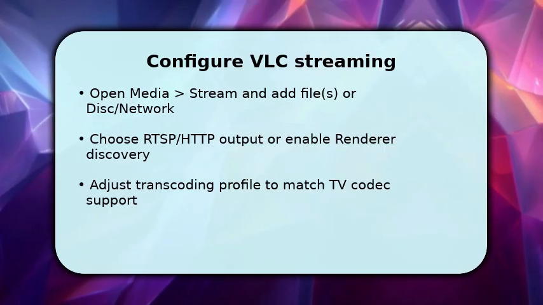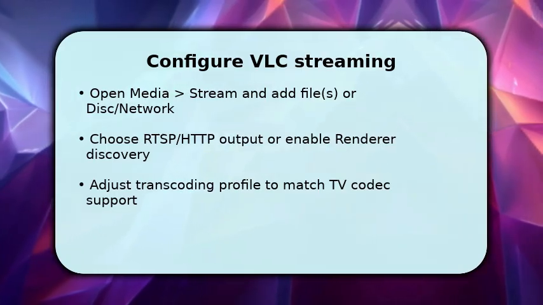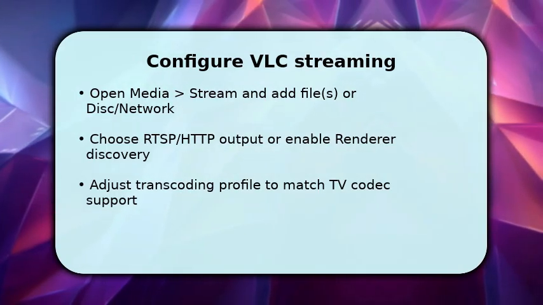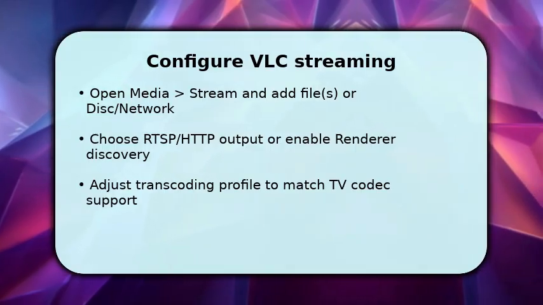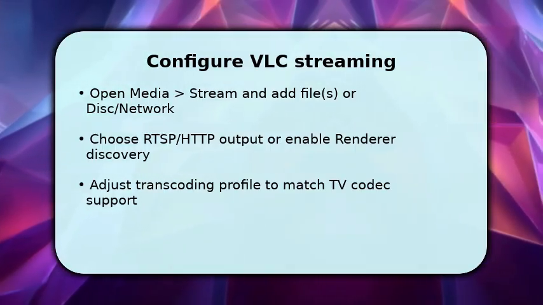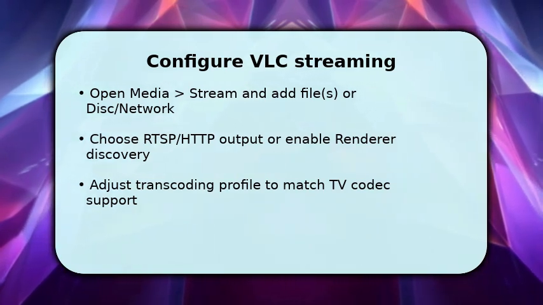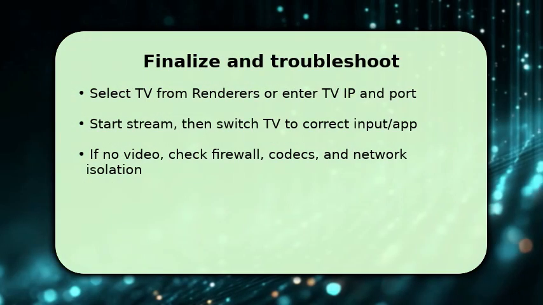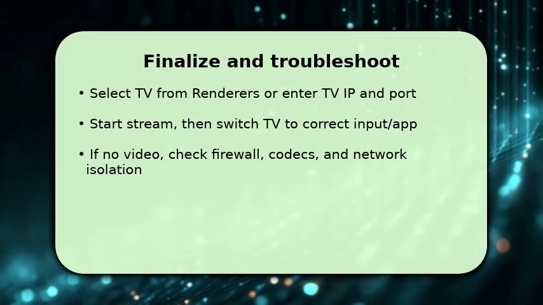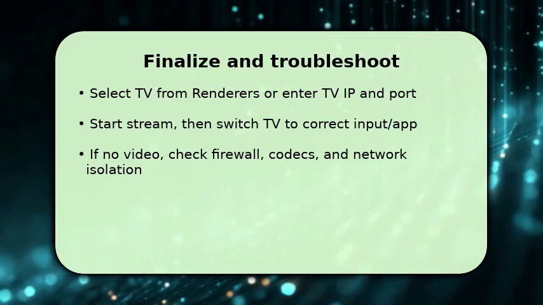Make sure to select a transcoding profile compatible with your TV's supported formats. Change container, codec, or bitrate as needed. After confirming parameters, start streaming and monitor VLC's status indicators. You finish by selecting your TV from VLC's renderers list or entering the TV's IP address and the chosen port if you used HTTP/RTSP.